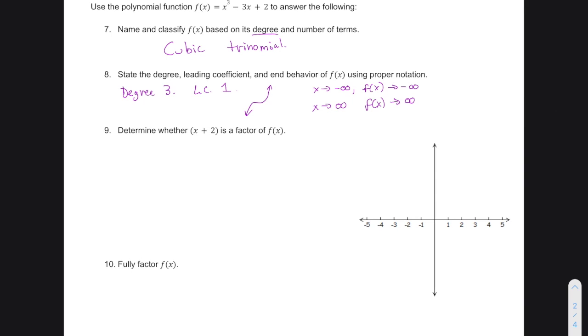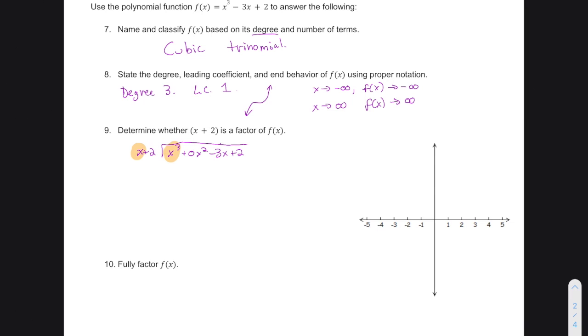Determine whether x plus 2 is a factor of f of x. So again, one of our methods here, which is good practice, is to take the long division of our polynomial. So we can say x cubed minus 3x plus 2 divided by x plus 2. And we will know it's a factor if we have no remainder. When we do our long division, we're going to look at the leading terms. I'm actually going to add in, again, 0x squared as a placeholder to help keep track as we go through our algorithm for long division.